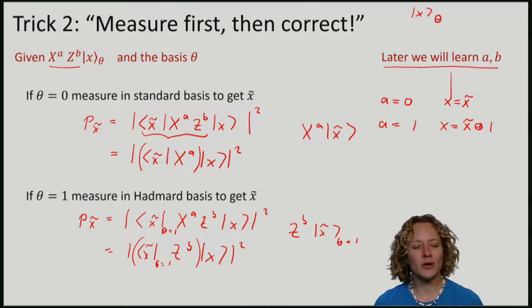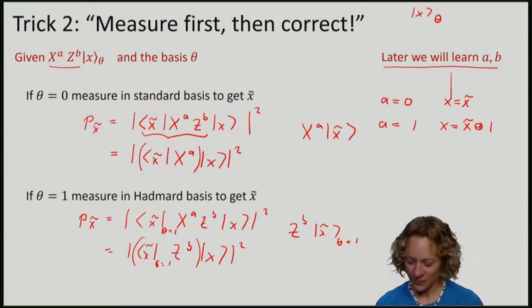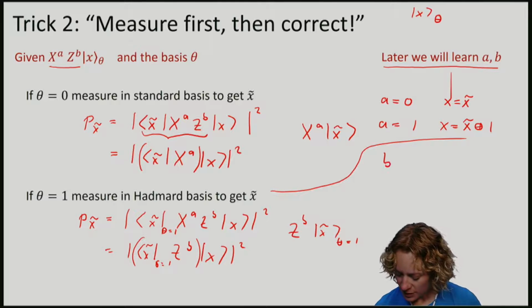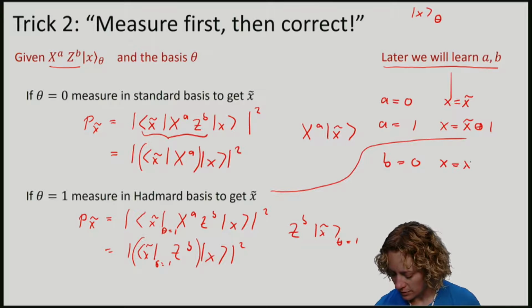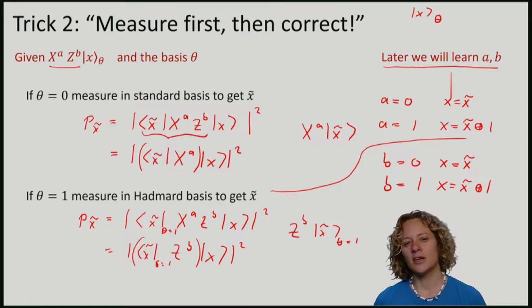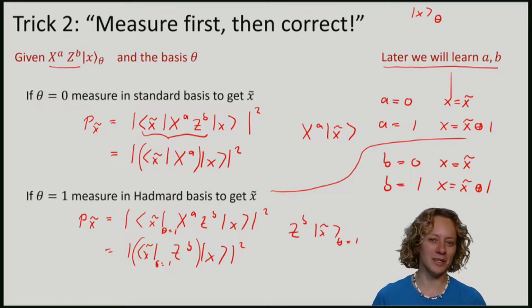So remember that the operator Z is the bit flip in the Hadamard basis. So if Wenda later receives b equals 0, she'll output x being equal to x tilde, and for b equals 1, she will again just flip her bit. You see that Wenda can thus measure first and correct later once she received the bits A and B.